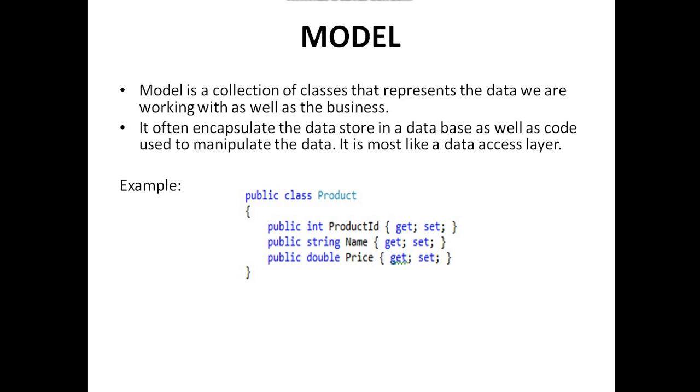Here, an example of a model is given on the screen. We have a class named Product class. Product class has three properties like product ID, product name, and price. In this way, we can declare the model in our application.